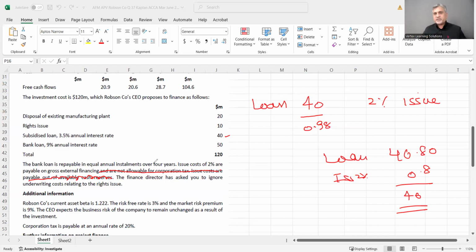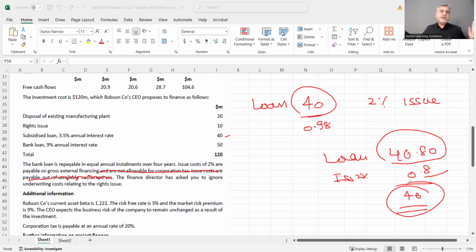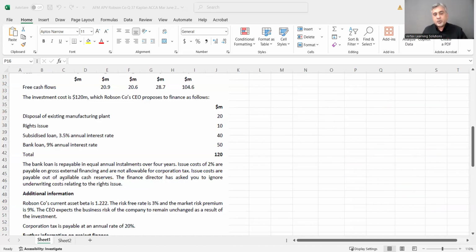So usually in most cases, they will say 2% is the issue cost. Whenever they say 2% is the issue cost, your understanding is that my financing is going to increase. I don't have to borrow 40 now. I actually need to borrow 40.8 million. So that 0.8 I give to issue cost, and 40 I take and buy my machinery and start my project. This is what we usually do. In this question, you will not do this, because they say that issue cost you have to pay from your cash reserve. So it means that you will actually borrow 40 million exactly.